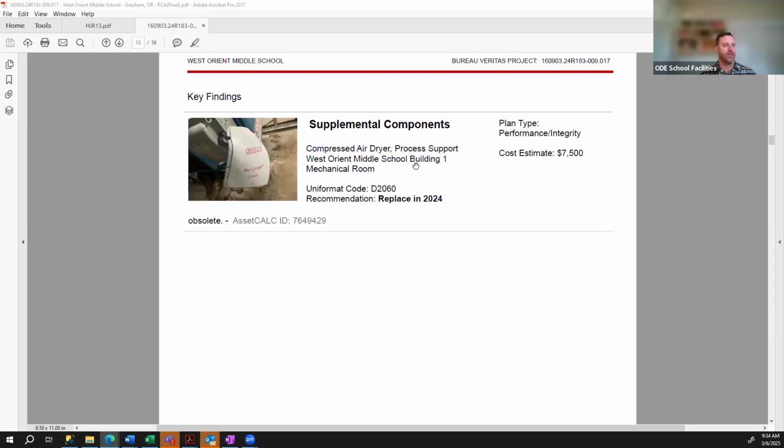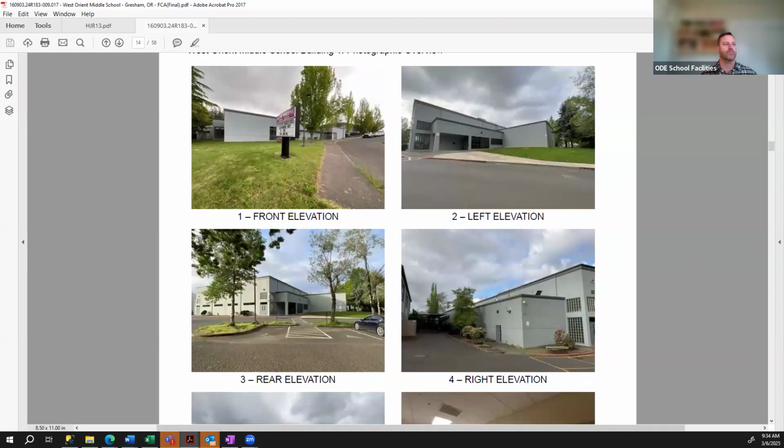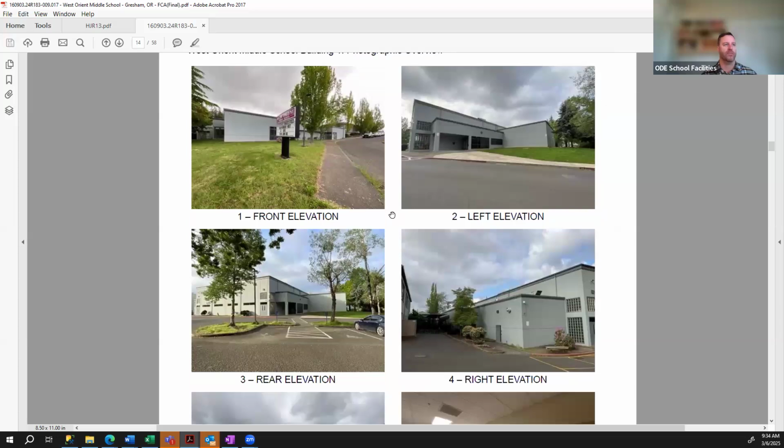So here's that immediate need replacement, just another way to show it. It shows a picture. It has a uniformat code on there, which is important because you can find that if you do Control F, you can find that later on in the cost summary table at the end in the appendix. Recommendation date, pretty self-explanatory. And then here are some overview photographs of that building.